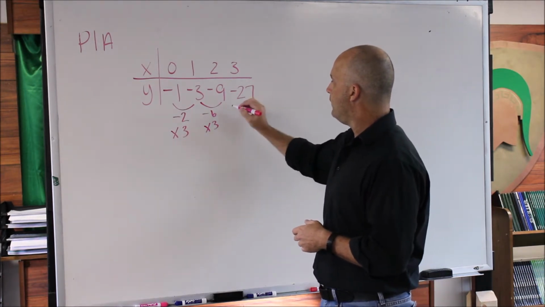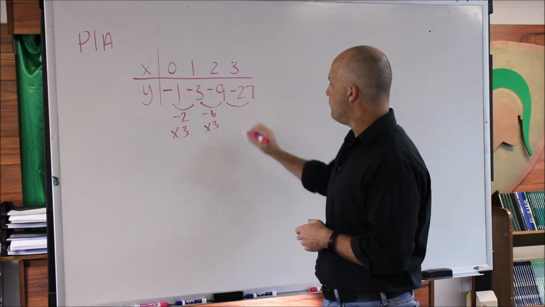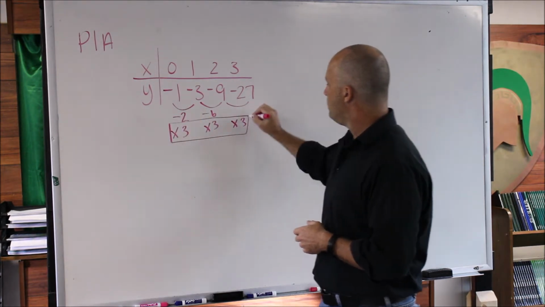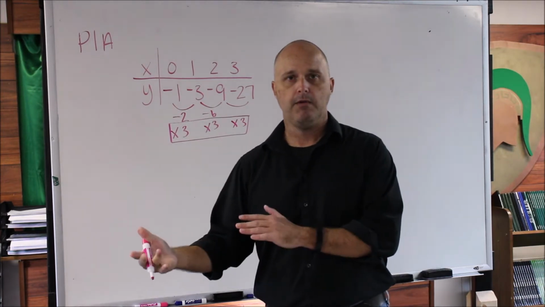Check it with the very end here. -9 to -27, you're going to multiply by 3. So you can see that since we're multiplying by 3 every single time, we have an exponential function here.